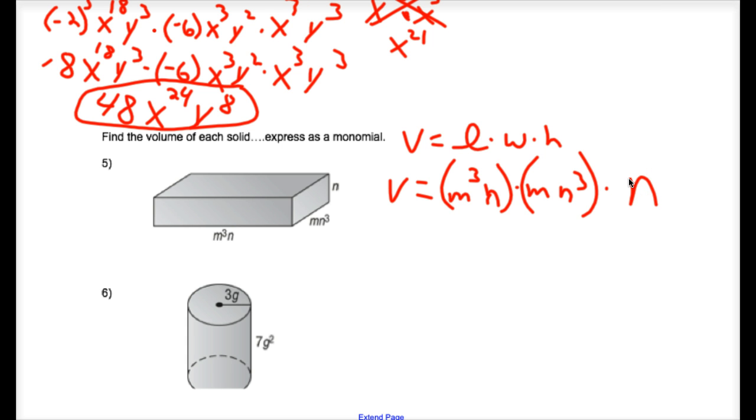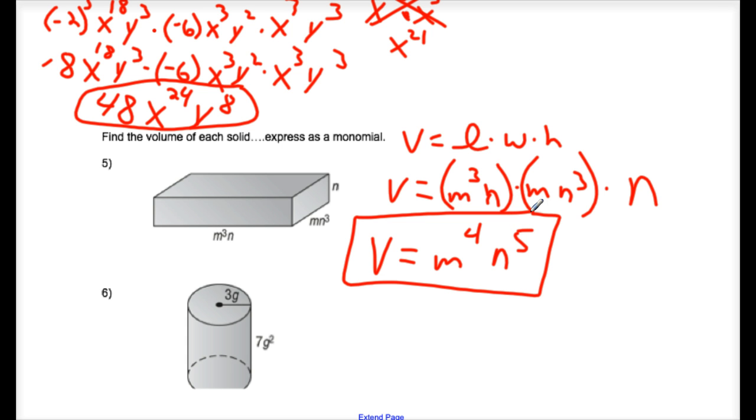How many people like the fact that there's no coefficients in this problem? It's easy now. Who's got the volume? There's no coefficients. There's not going to be a number at the beginning at all. M to the fourth, n to the fifth. Yeah, the volume equals m to the fourth, n to the fifth.